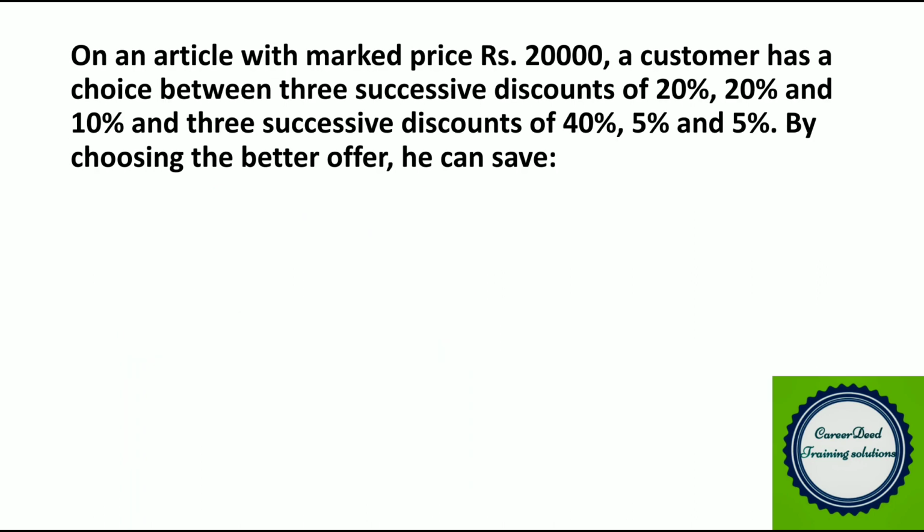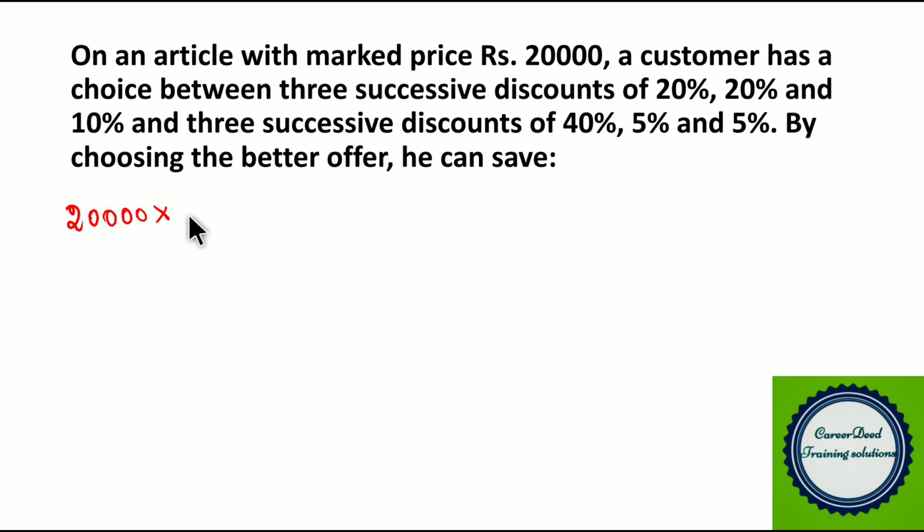On an article with market price rupees 20,000, a customer has a choice between 3 successive discounts of 20%, 20% and 10%, and 3 successive discounts of 40%, 5% and 5%. By choosing the better offer, he can save dash. Okay, the question is simple. First, from the market price 20,000, we have to find the 3 successive discounts of 20%, 20% and 10%.